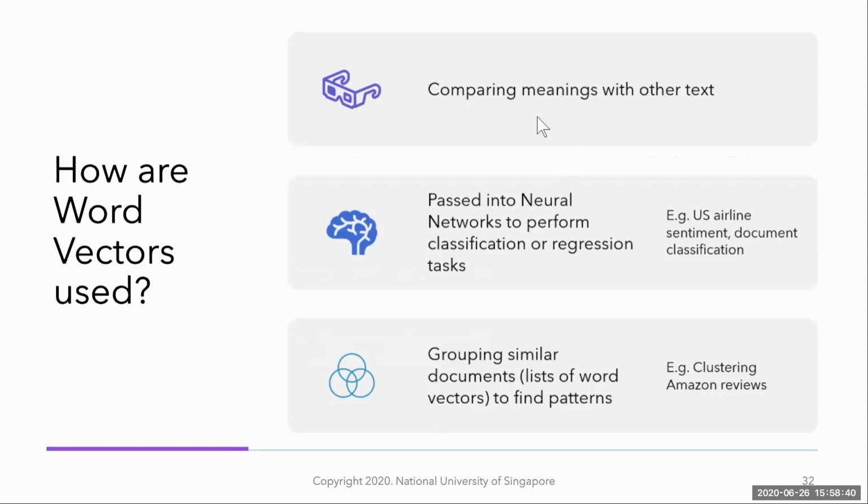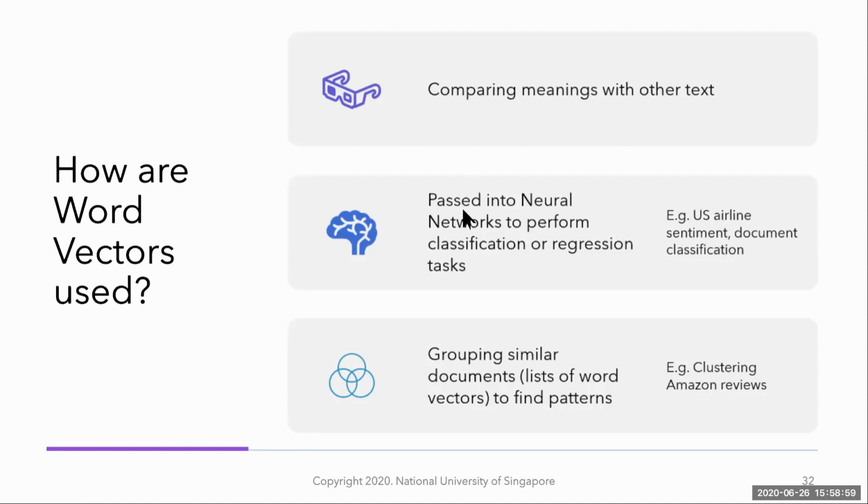Okay, so we compare how word vectors are used. They're used for comparing with other texts. So we recall earlier we had the two word vectors and then banana. So we compare, right? Banana is going to be very different. So you can compare just by looking at the distance between the two vectors. Okay, how near are they?